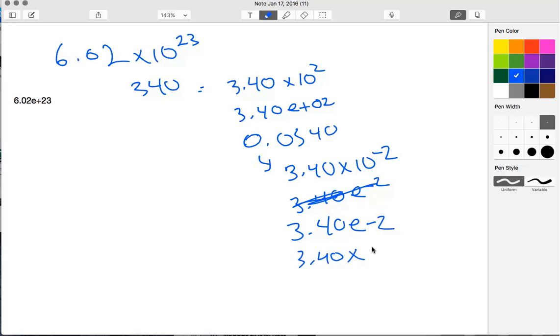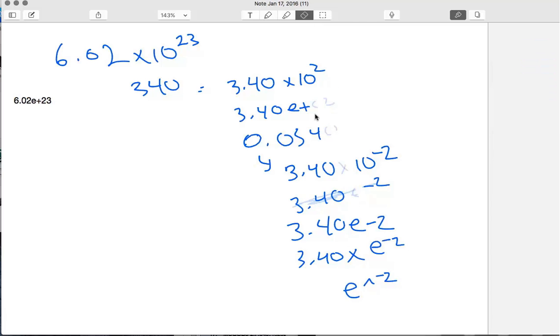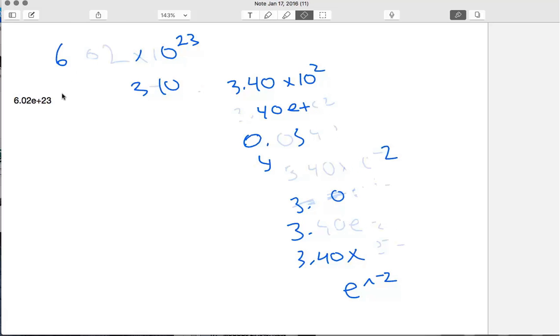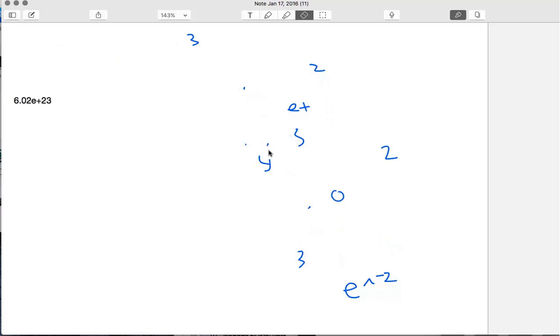3.0 times e to the minus 2. Don't do that. And don't put e to the minus 2. Don't do anything else. No other. Don't get creative. It's not time for creative formatting. Don't do that. That's how you enter. And I'll give you some examples in first your calculator and then in Webassign.